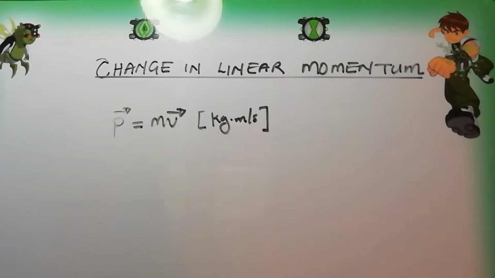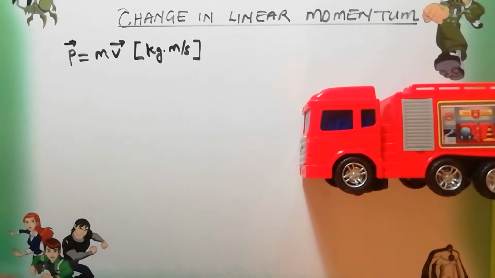So we said there are two physical quantities that define momentum, and those physical quantities are mass and the velocity of an object. We said momentum depends on mass and the velocity of an object. We said there is a relationship that exists between mass and the velocity of an object as well as its momentum. So I have this truck here. Is it moving? Definitely it's not moving.